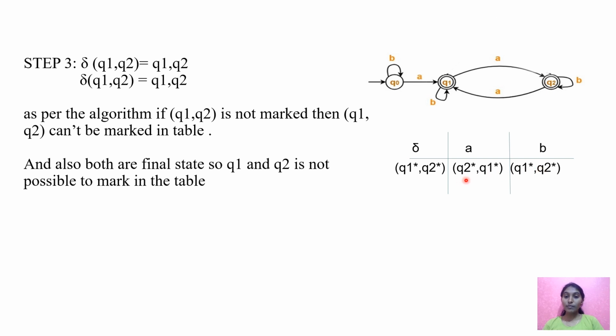We should check in the table if these states are marked, that is Q2 and Q1, and Q1 and Q2. If these states are marked, then we should mark X in the table. But these states are not marked in this table, so we can't mark Q2 and Q1. Without doing this step, we can directly say that Q1 and Q2 can't be marked because both are final states. If both are final states, we can't mark X in the table.